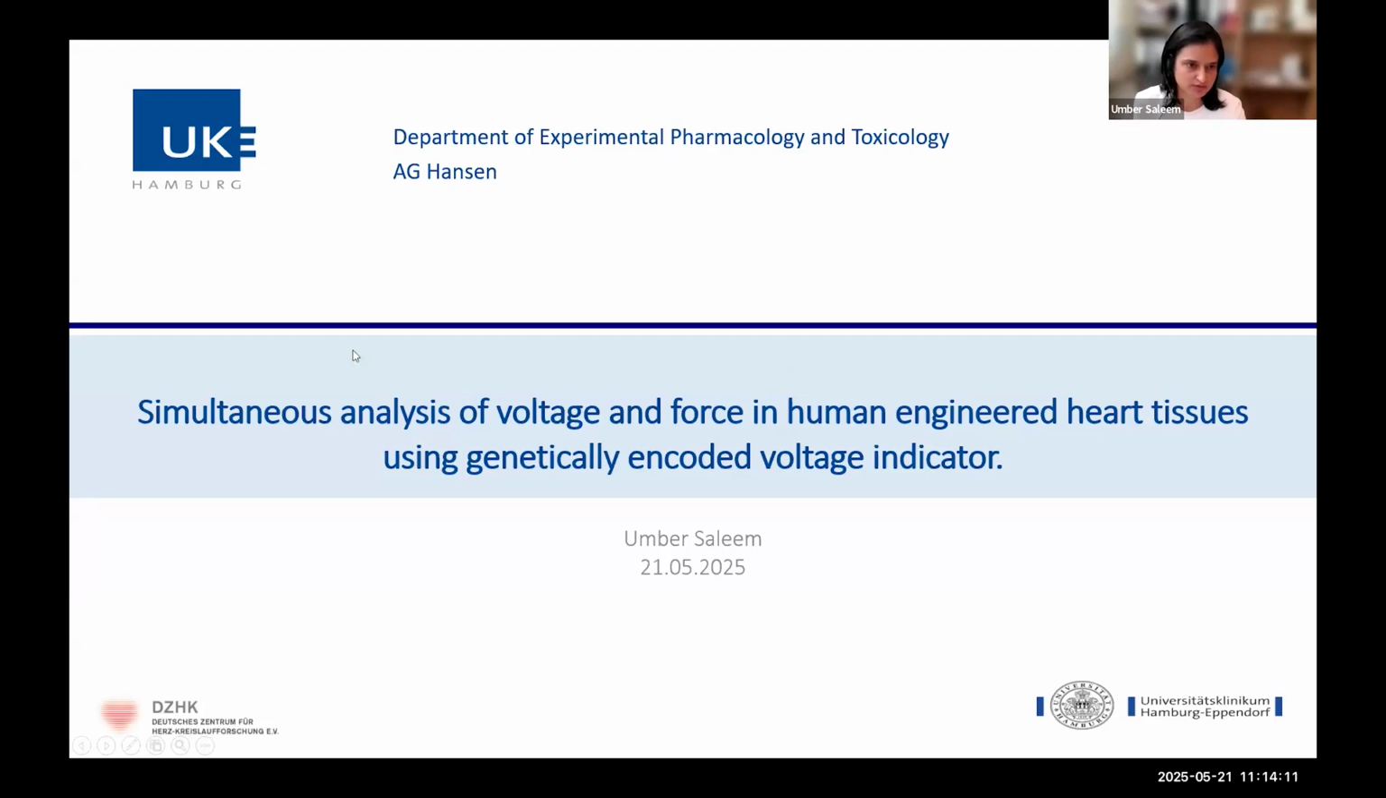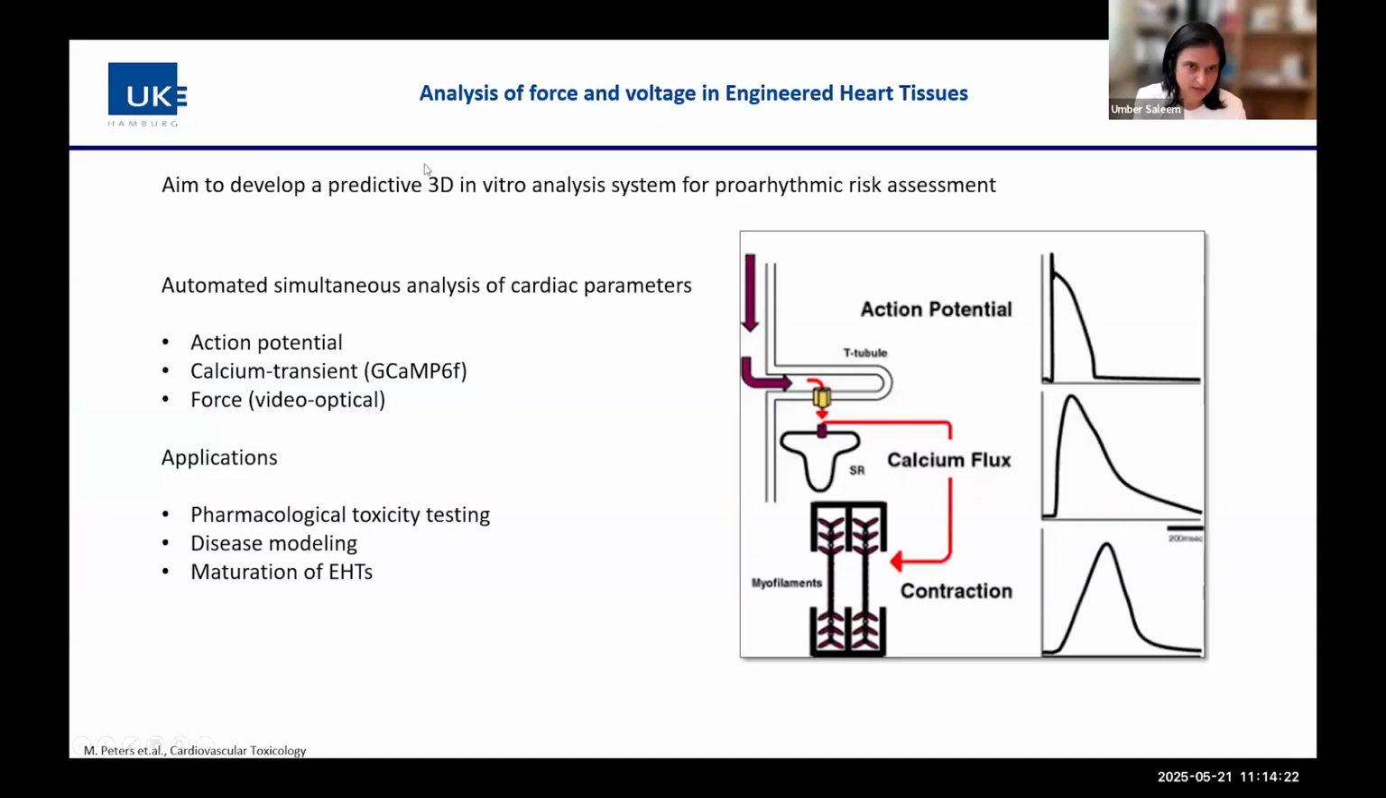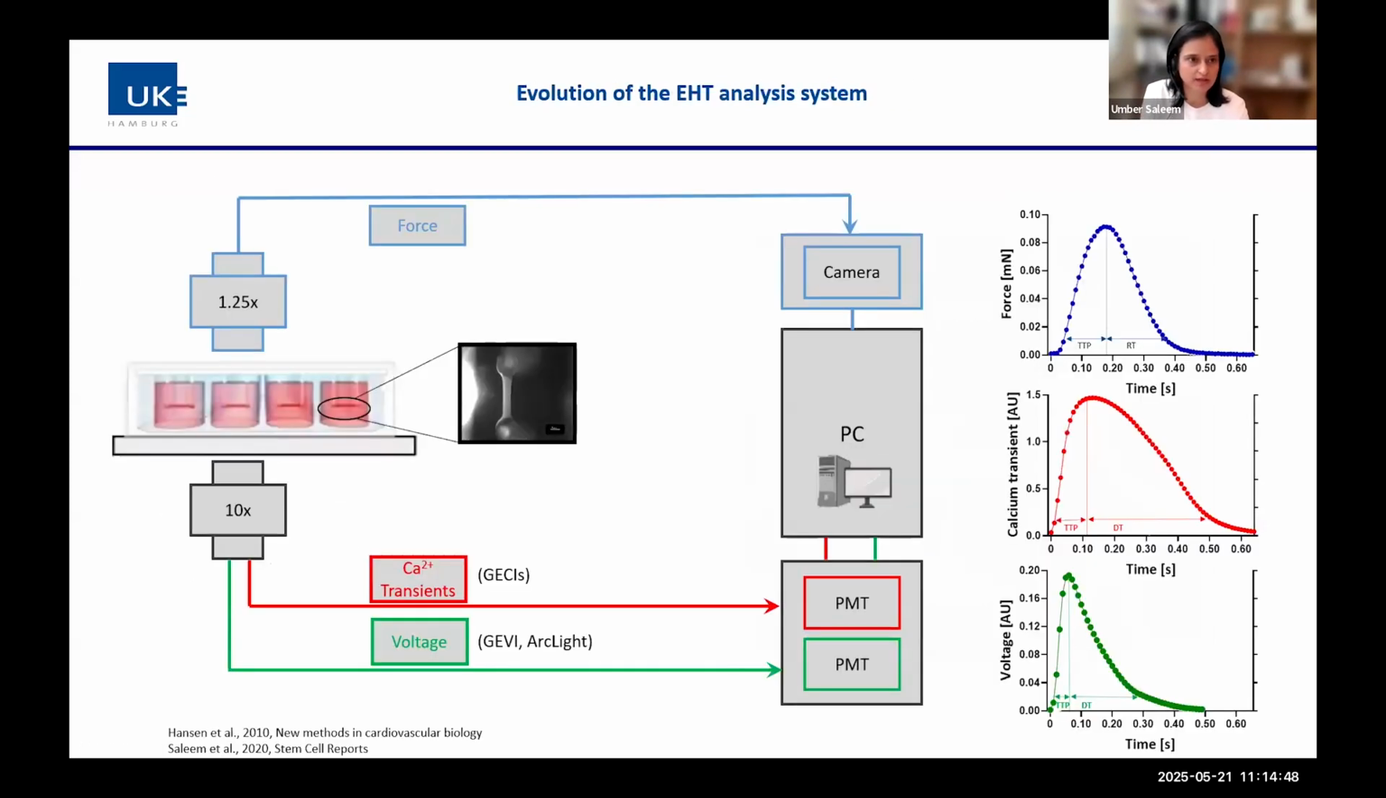I'm going to talk about simultaneous analysis of voltage and force in human engineered heart tissues using genetically encoded voltage indicators. So our aim is to develop a predictive 3D in vitro analysis system for pro-rhythmic risk assessment by analyzing cardiac parameters, including action potential, calcium transient, and force. And this system can be applied in pharmacological toxicity testing, disease modeling, and maturation of EHTs.